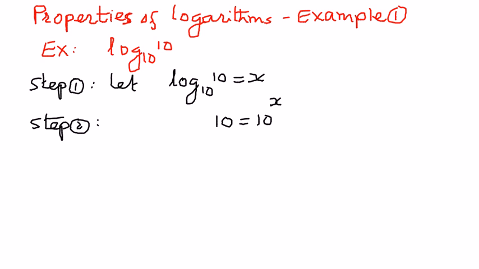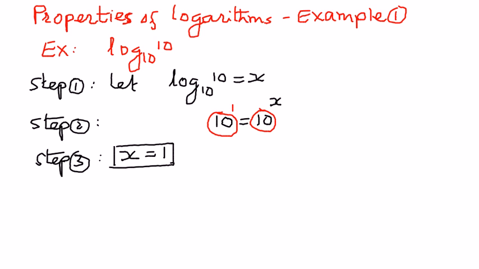Therefore in step number 3 we're going to come back and say, as long as the base on the left hand side and the base on the right hand side are the same, we can equate the powers. Therefore the value of x is going to be equal to 1. The power to which 10 must be raised to obtain 10 is equal to 1. That's the way we want to read this particular problem.